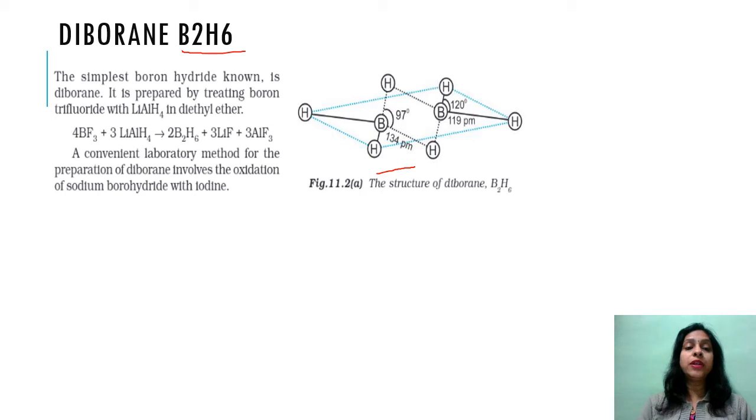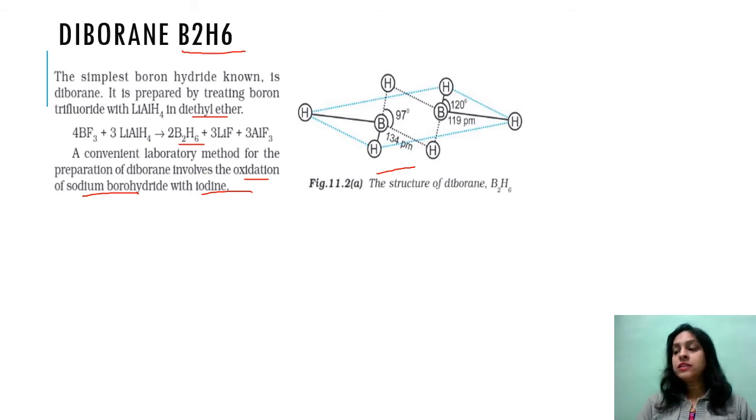It is prepared as follows: when boron trifluoride is reacted with lithium aluminium hydride in the presence of diethyl ether, it forms diborane. And diborane basically can also be prepared by the oxidation of sodium borohydride with iodine.